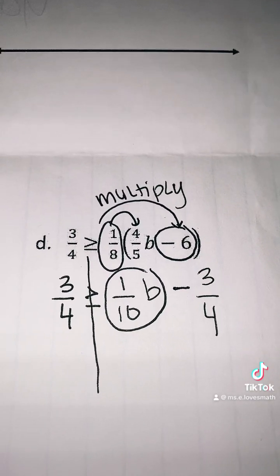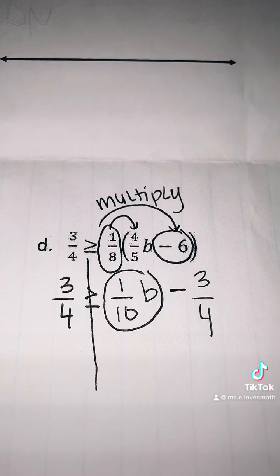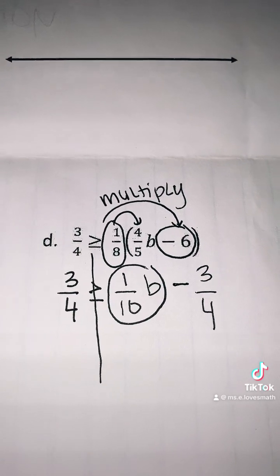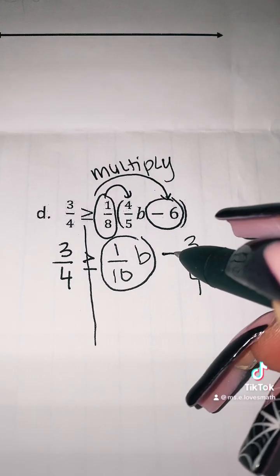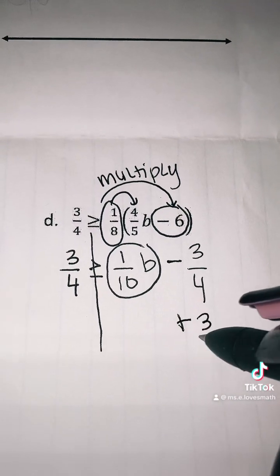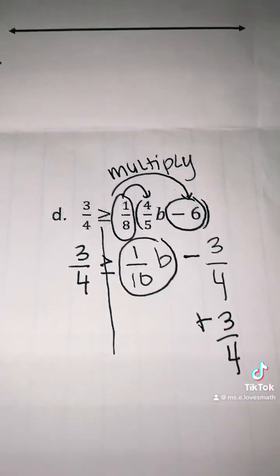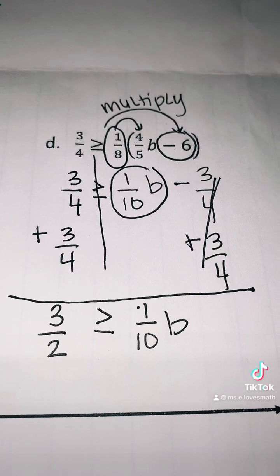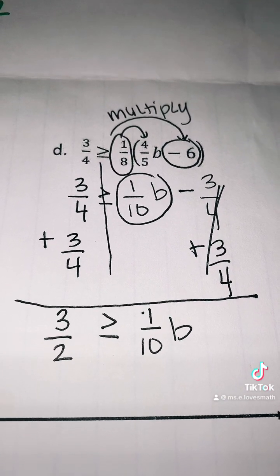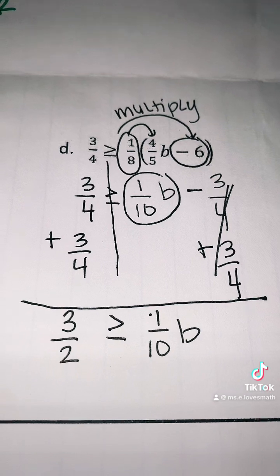Our next step is to isolate the 1/10 b. To do that, we need to undo subtracting 3/4. The opposite of subtracting is adding, so we are going to add 3/4 to both sides. Now that we've added 3/4 to both sides, we are left with 1/10 b on the right-hand side and 3/2 on the left.